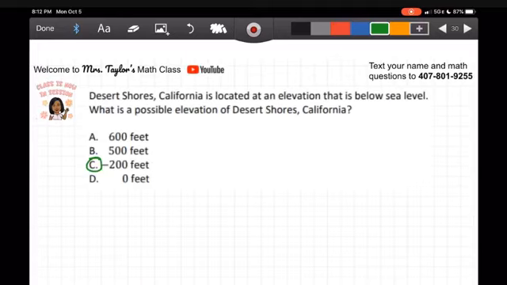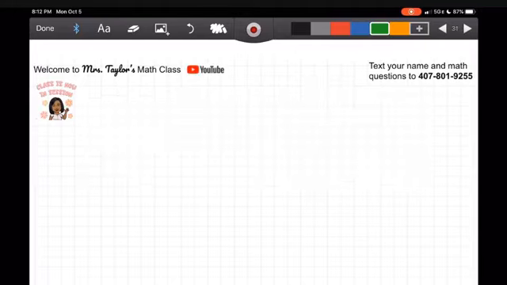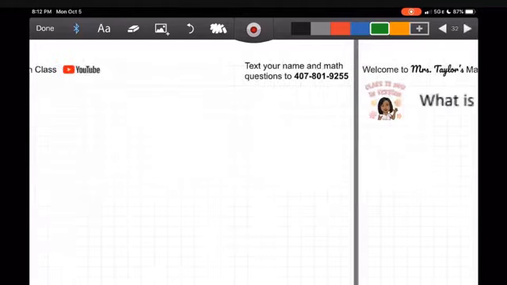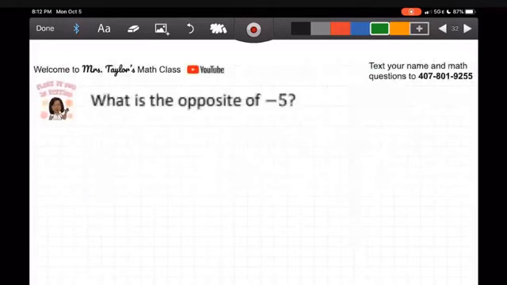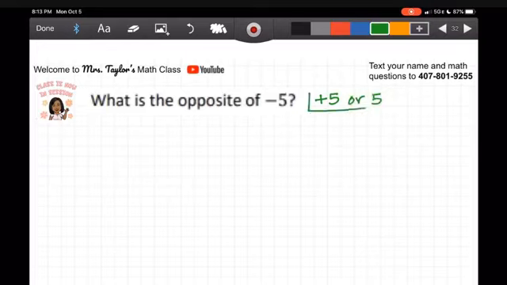Let's do another problem. I know this is helping somebody. If not today, maybe tomorrow. But it's going to help somebody. Now, what is the opposite of negative 5? When we say opposite, we want to know what's the positive value. And in this case, it's just going to be 5. So we can put positive 5, or we can just put 5. And that's it.